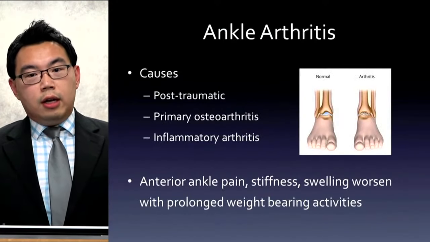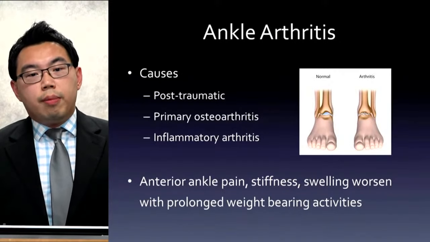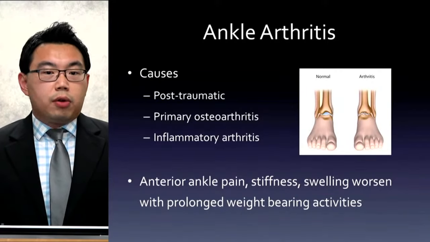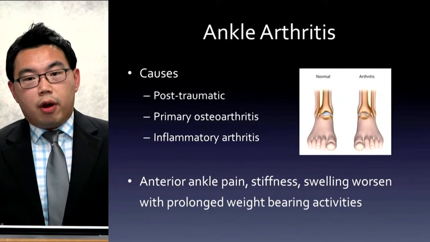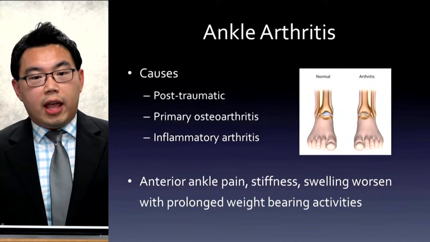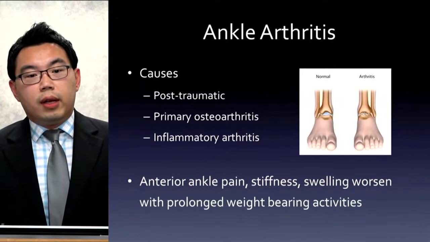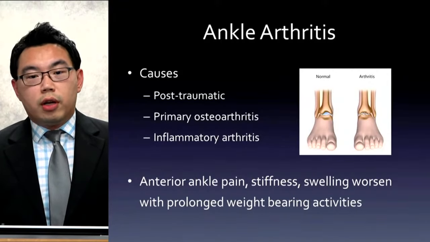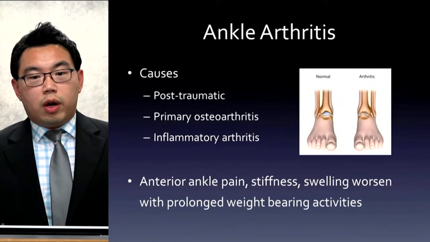Now, these are more geared toward older population. Usually there are three main causes for this. Post-traumatic, which is actually about 67 to 70% of patients who developed ankle arthritis, is due to some kind of previous injury, such as fracture around the ankle. Primary osteoarthritis consists about 10%, and there is a little bit less percentage of inflammatory arthritis, such as rheumatoid or gout, that can result in ankle arthritis as well.